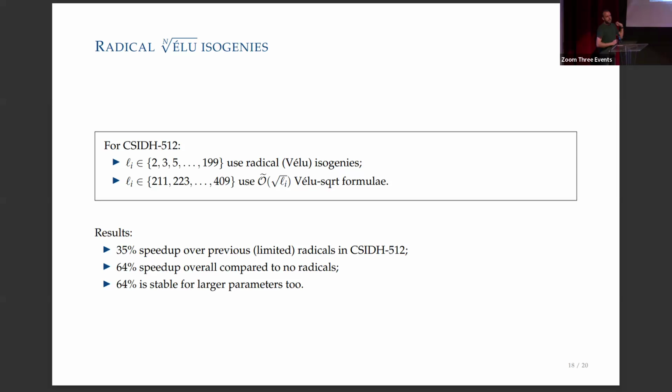The cool thing is that this also scales. Why is it cool? Because the previous radical isogeny formulas only worked until 19. But for larger parameters, these had less of an impact because you only use it for like 11 small primes, whereas for larger parameters, you need more than 75 primes. You need 200 primes or something. So they had less impact. So the 64% is seemingly stable for any larger parameters as well.